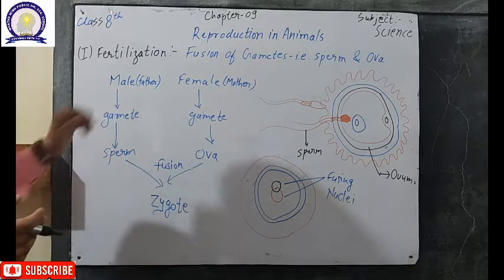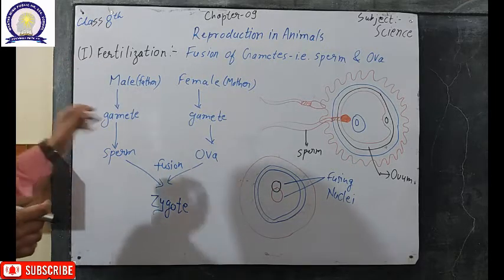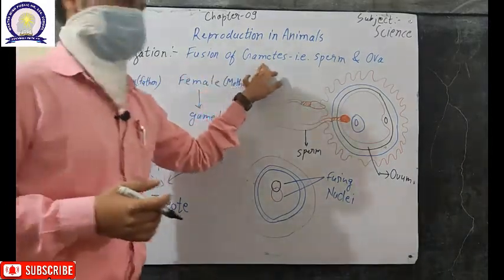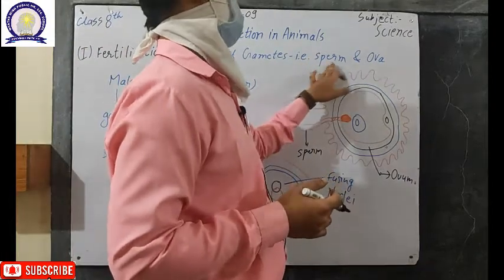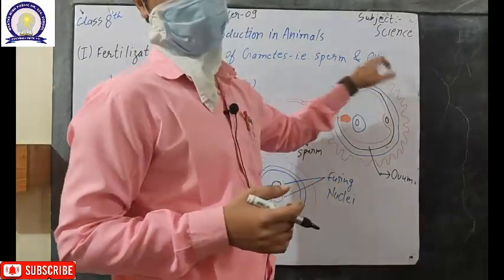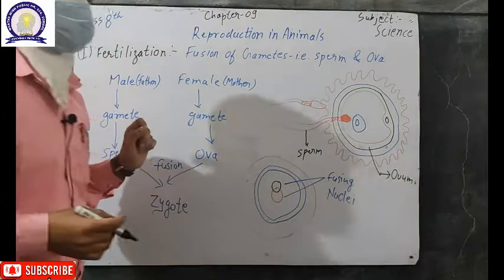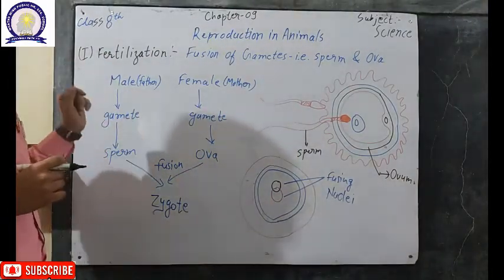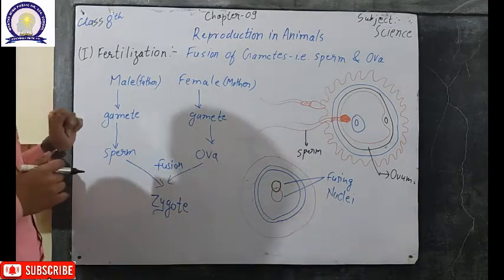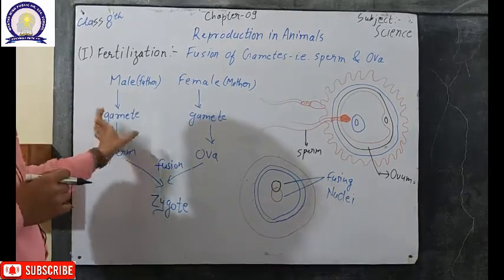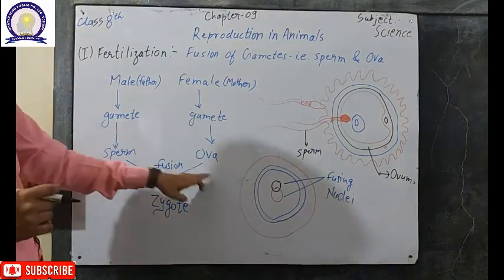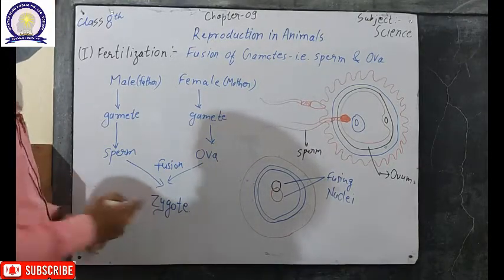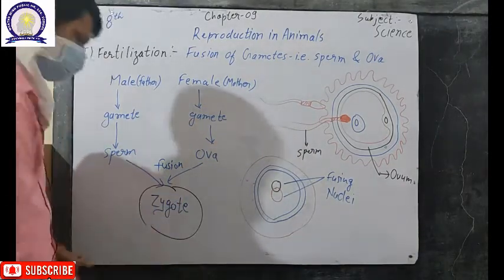Now comes the process called fertilization. So what is fertilization? Simply, fertilization means the fusion of gametes. In humans, that is the fusion of sperm and ovum. In sexual reproduction, the most important process is fertilization, which takes place by the fusion of gametes, that is sperm and ovum. The male produces a gamete called a sperm, and the female produces a gamete called an ovum. These two gametes fuse to form a large cell called a zygote.